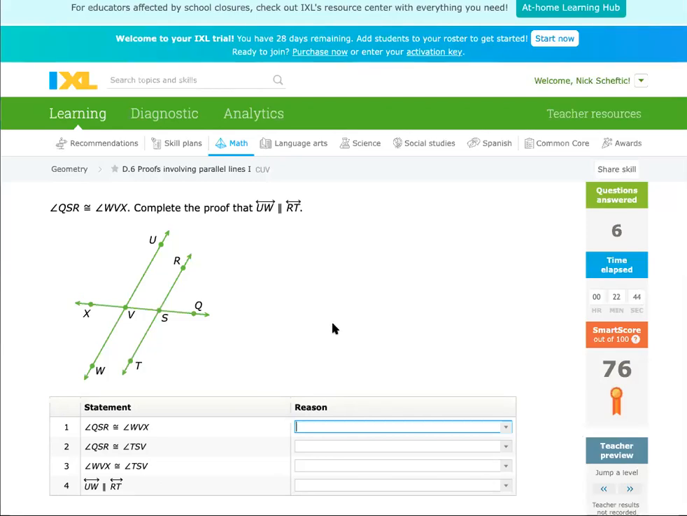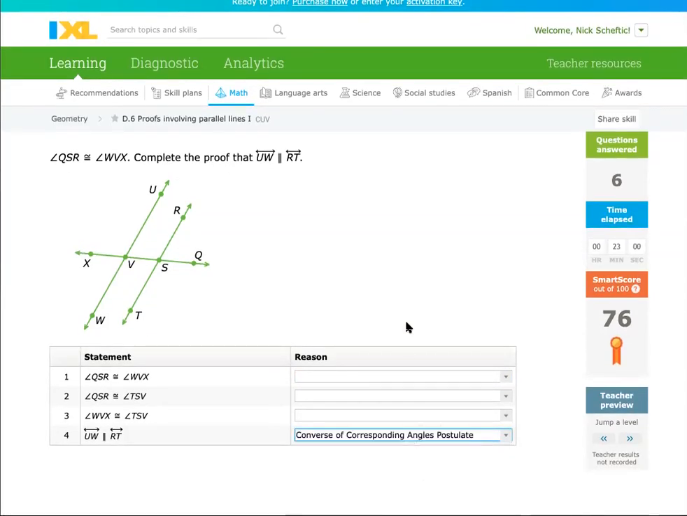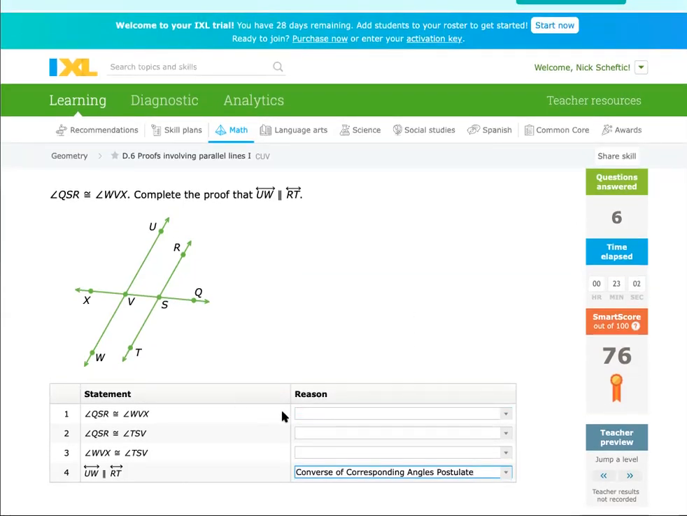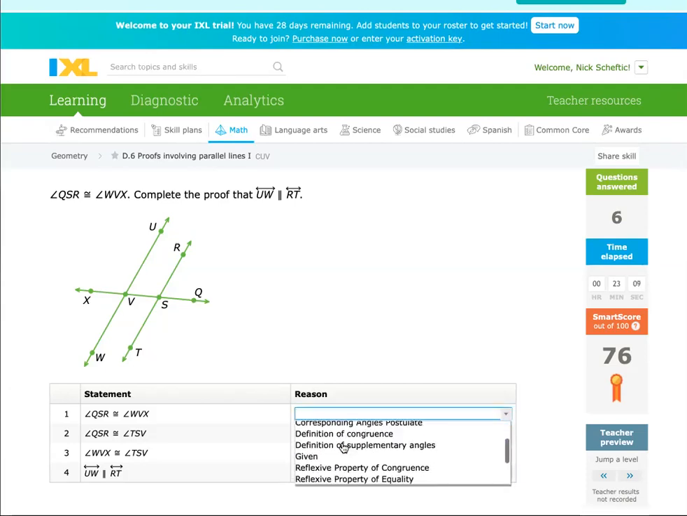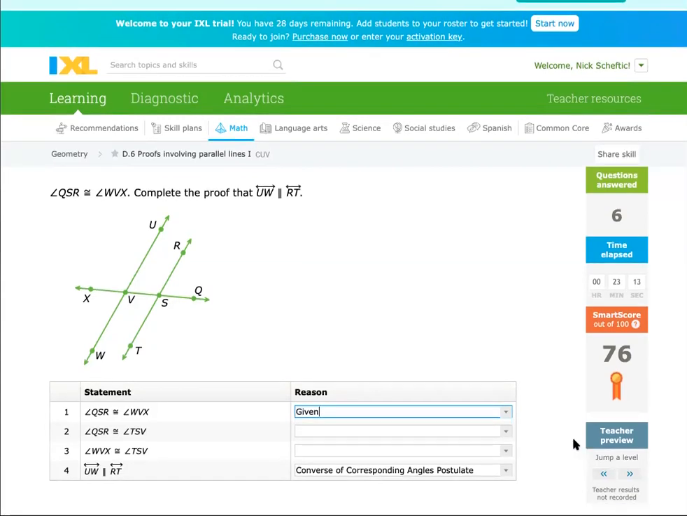All right, last one we're going to do. QSR is congruent to WVX. Complete the proof that UW is parallel to RT. Going backwards like that, you can almost guess right here already that this is going to be the converse of corresponding angles postulate. This first one is in the title on the very top in the original statement, so this is going to be given. And let's look at the other angles. Let me pause and draw them.